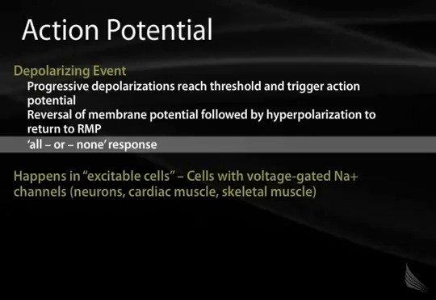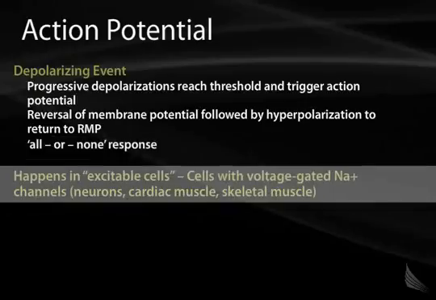And then finally, it's important to recognize that action potentials only occur in so-called excitable cells. That is, cells that have voltage-gated sodium channels, which only comprises 3 cell types in the body: neurons, cardiac muscle, and skeletal muscle.